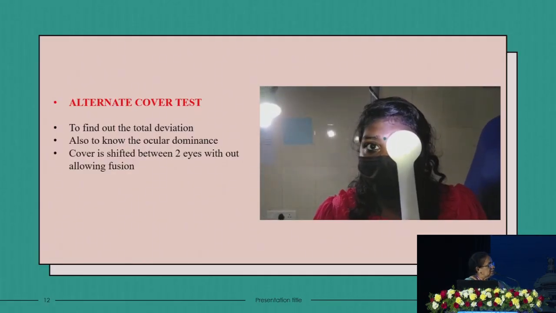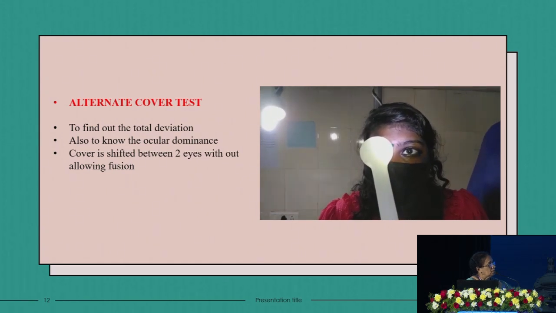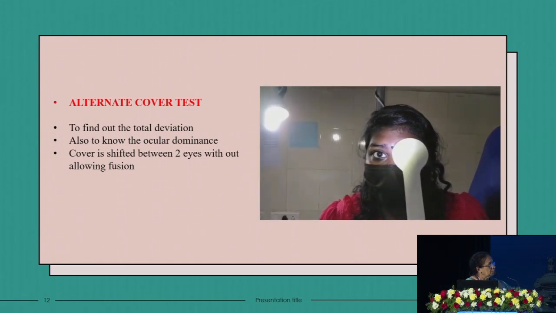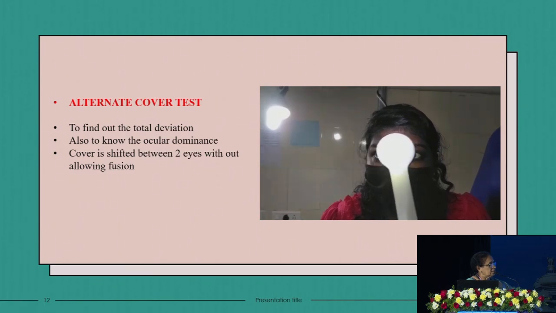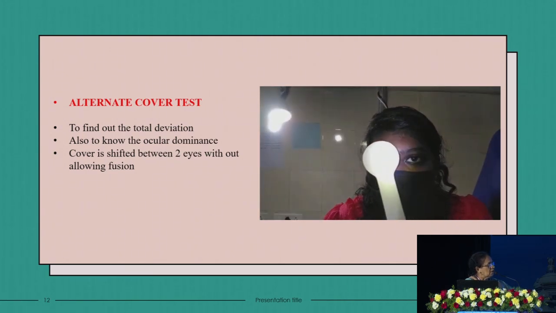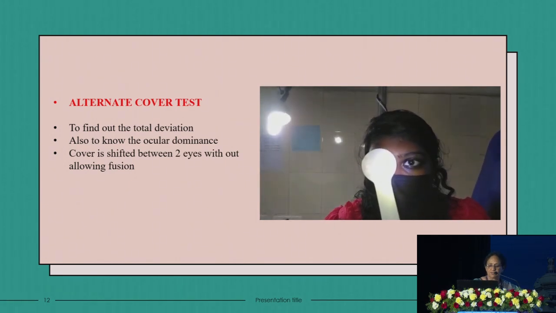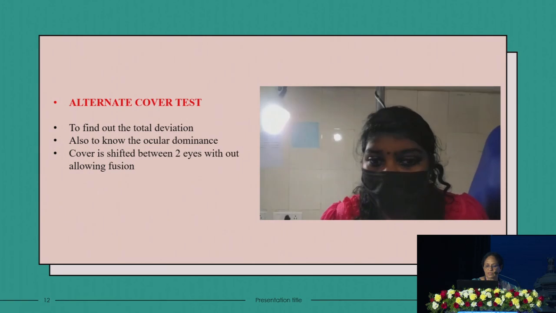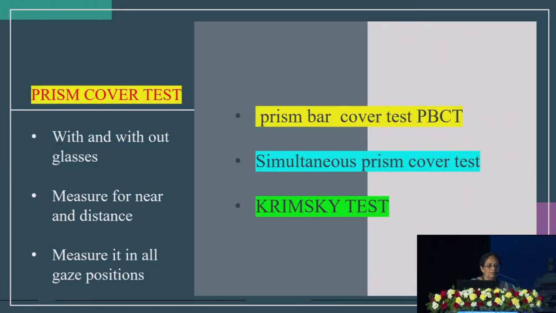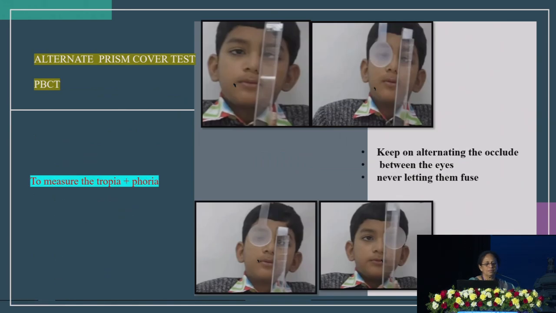Then comes the alternate cover test, which will mask both the phoria and tropia. You cover the eyes relatively fast, and all the time you cover either one eye or the other, and this will bring about the entire total deviation, the manifest deviation and the latent deviation together. And then we go ahead with the different prism tests. All the prism tests have to be done with and without glasses, both for near and distance, and have to be done for all gaze positions. The most commonly done prism test is the prism bar cover test, which we usually call the PBCT.